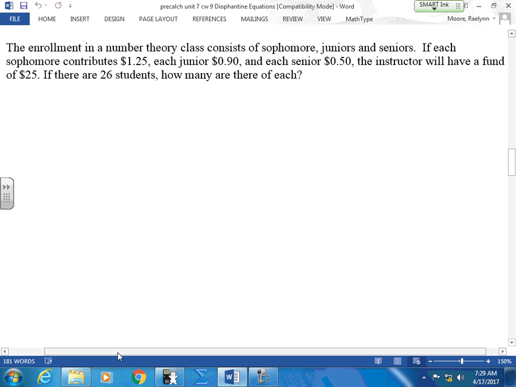So the enrollment in a number theory class consists of sophomores, juniors, and seniors. You can see your 3 variables already. If each sophomore contributes $1.25, each junior 90 cents, and each senior 50 cents, the instructor will have a fund of $25. If there are 26 students, how many are there of each? So we've got 3 let statements. I'm going to put their money here.